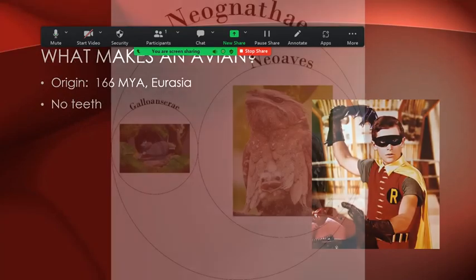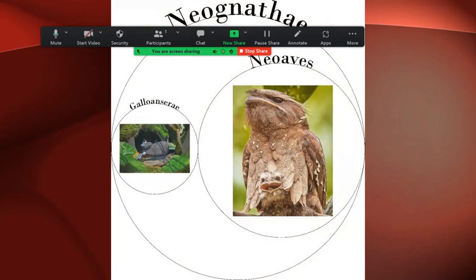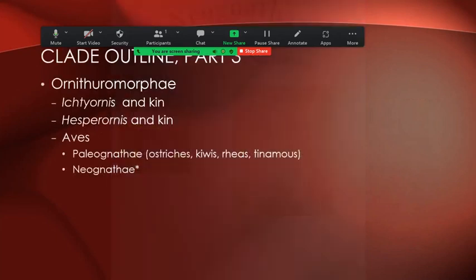All right. Getting into the neognathi, we got a couple of different groups here. The neo-aves, which means near birds, and the gallo-anseri, which means the chicken ducks, which we'll explain momentarily, that name.